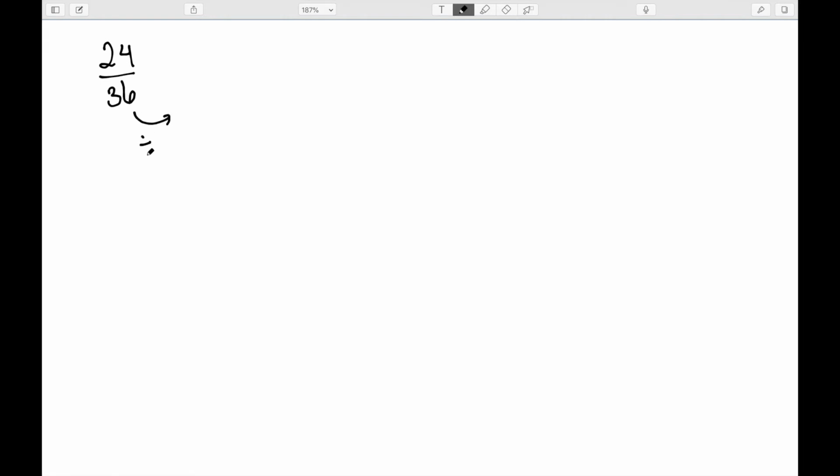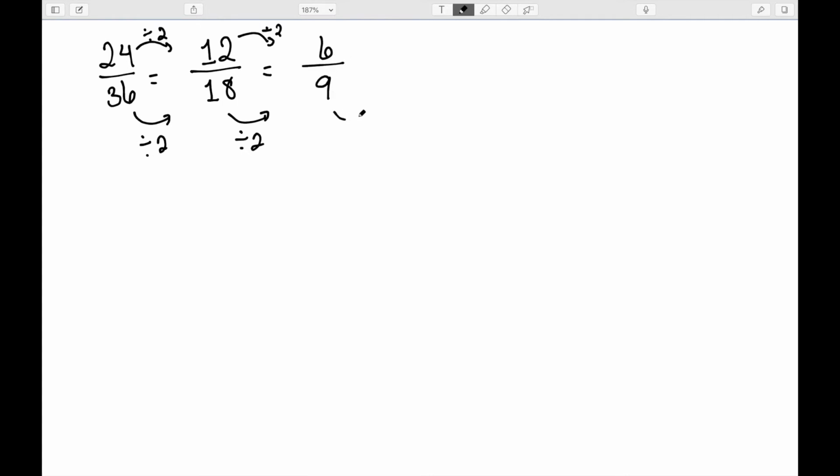So as an example, let's say we see that these two have a 2 in common. 24 divided by 2 is 12. 36 divided by 2 is 18. We can see that they still have a 2 in common since they're both even. 12 divided by 2 is 6. 18 divided by 2 is 9. We can now see that they each have a 3 in common. 6 divided by 3 is 2. 9 divided by 3 is 3.